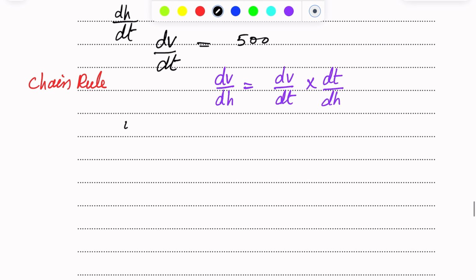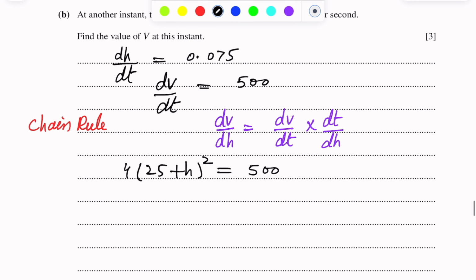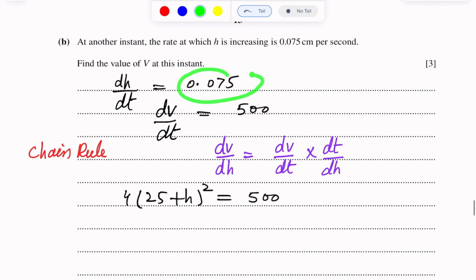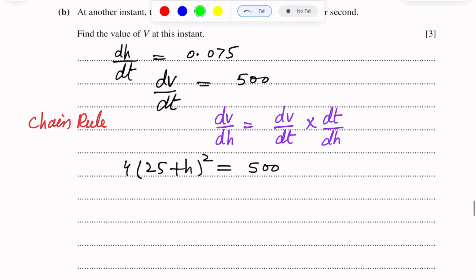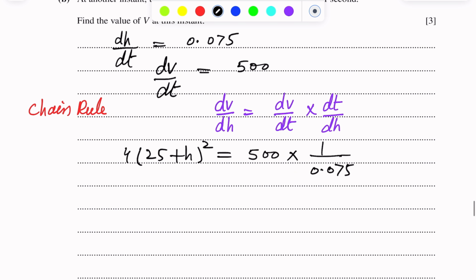Putting the value of this, we get 4 into (25 plus h) whole squared is equal to dV over dt, that is 500, times dt over dh. dh over dt is given, but we need dt over dh, so we take the reciprocal of dh over dt, which is 1 over 0.075. Now we will calculate it to get the value of h.